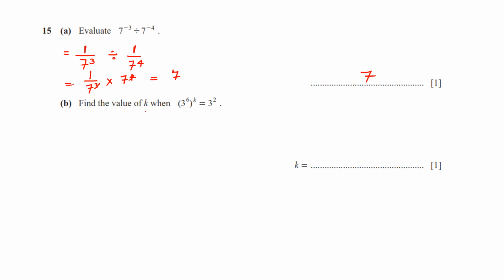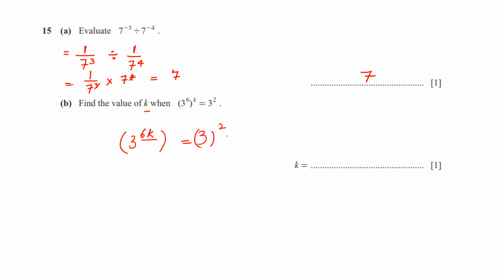Then it says find the value of k when 3 power 6 whole power k is equal to 3 power 2. So 3 to power 6 whole power k becomes 3 power 6 times k, and this is equal to 3 to power 2.